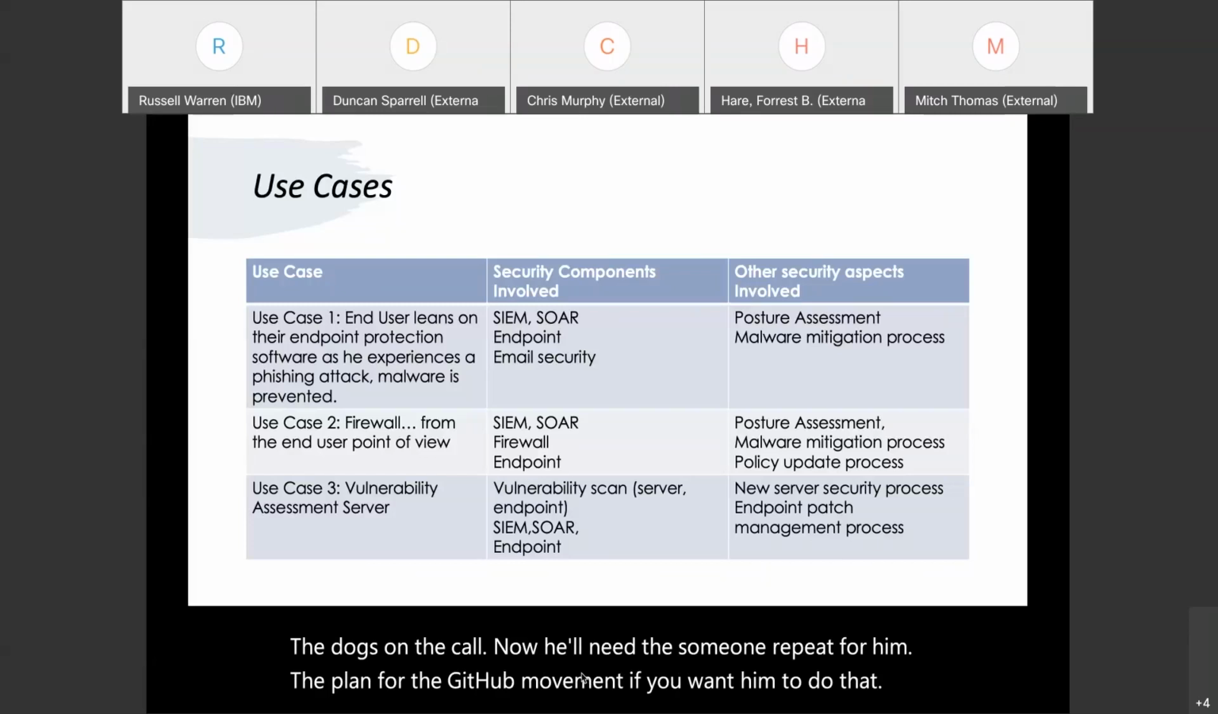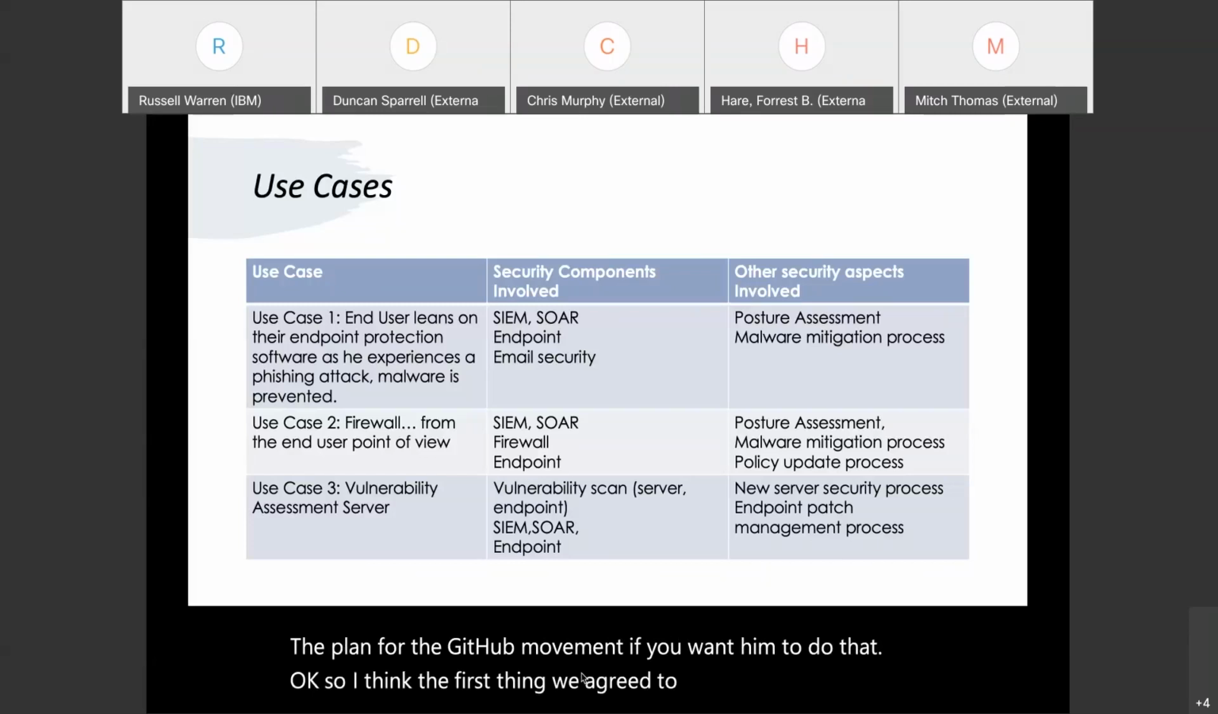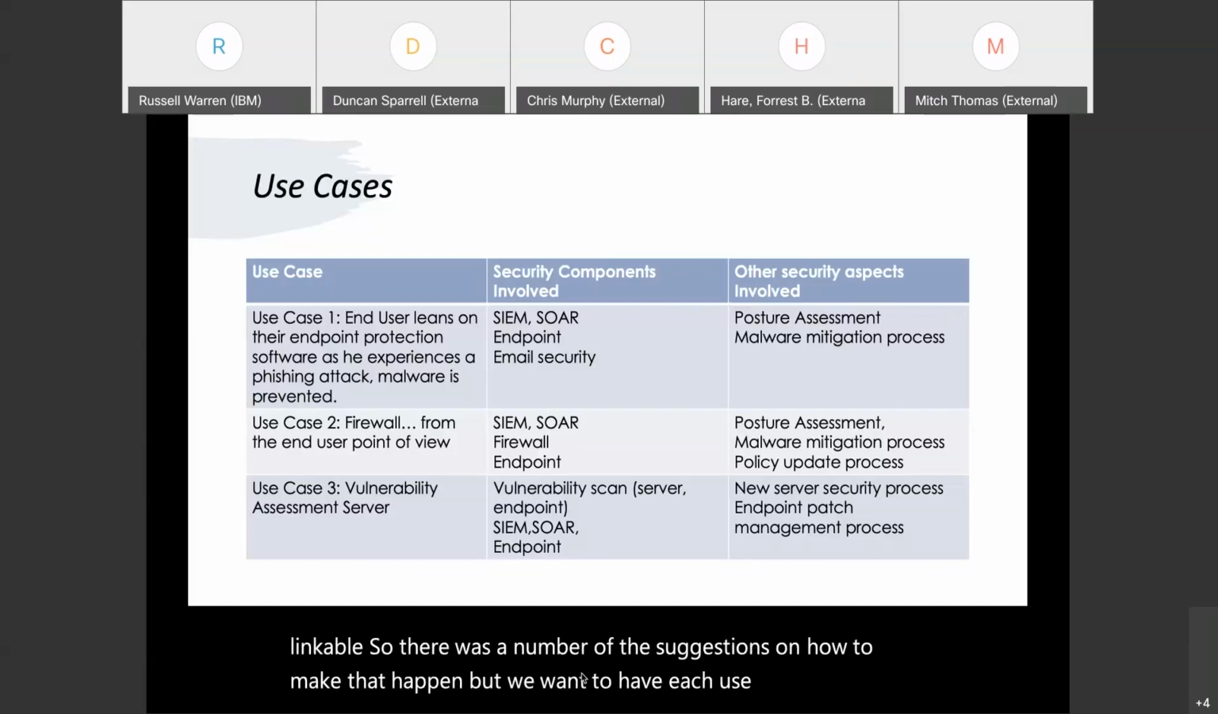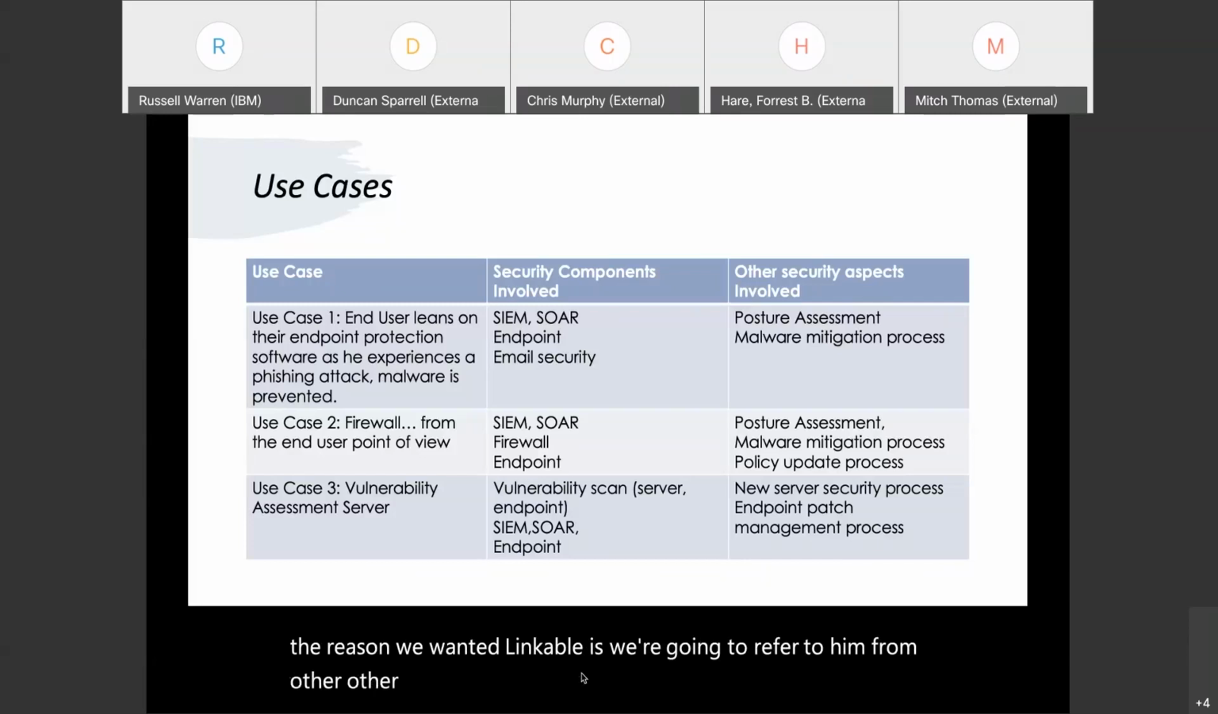Okay, so I think the first thing we agreed to do was change the document to an MD format, right? Correct. And the second thing, the requirement I noted, was make them linkable. There were a number of suggestions on how to make that happen, but we wanted to have each use case linkable. The reason we wanted them linkable is we're going to refer to them from other work products that we have, including the diagramming.